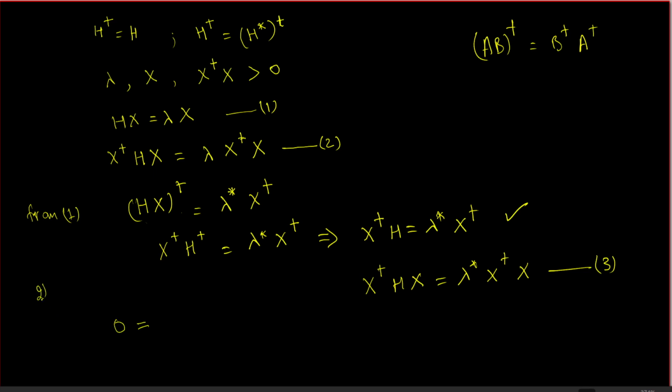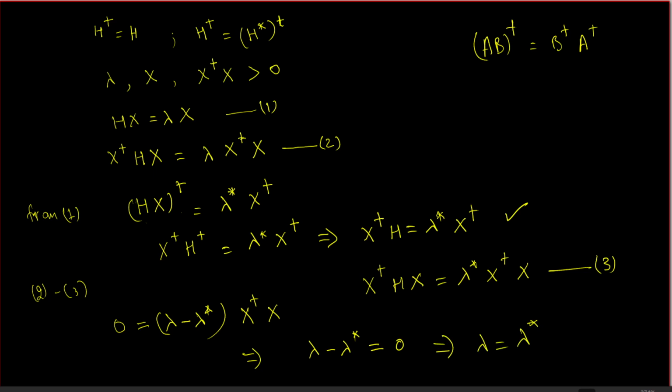So if we take equation 2 minus equation 3, then on the left hand side we'll get 0, and on the right hand side we'll get lambda minus lambda star times x dagger x. But we already know that x is an eigenvector corresponding to eigenvalue lambda, so its norm square must be greater than 0. It is a non-zero vector. So since x dagger x is greater than 0, this implies that lambda minus lambda star must be equal to 0, which implies lambda must be equal to its complex conjugate.